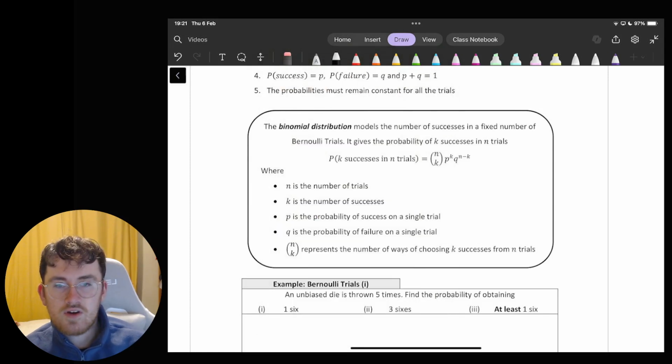n is the number of trials, k is the number of successes, p is the probability of success, q is the probability of failure, and then as we said, n choose k is the number of ways I could choose these successes from all of the trials that I've taken here.